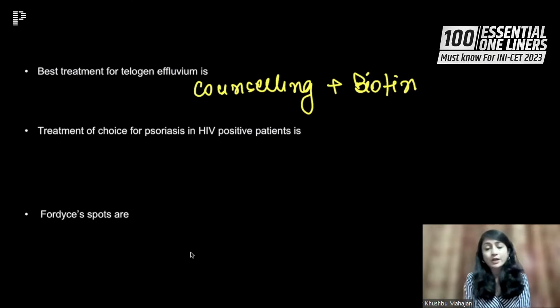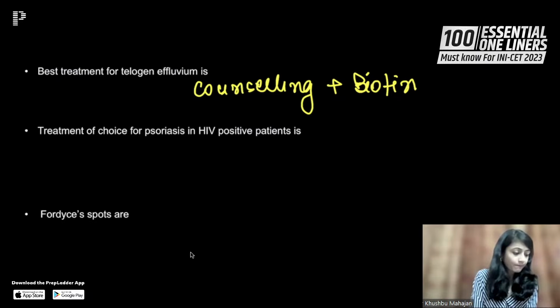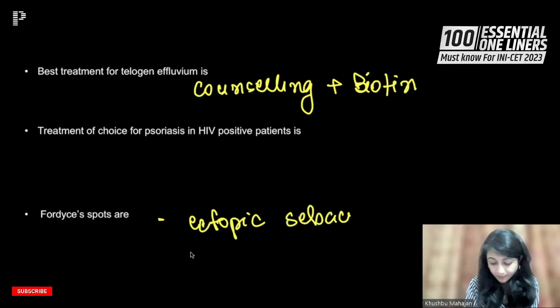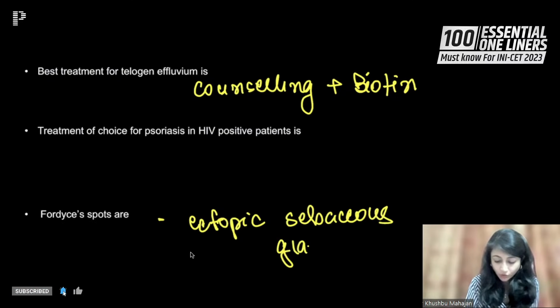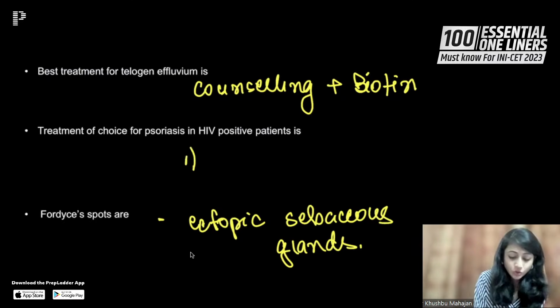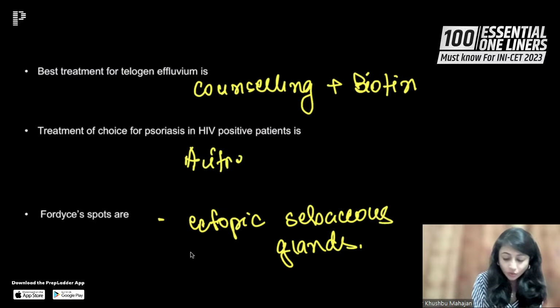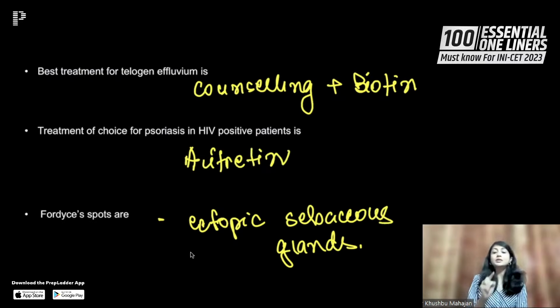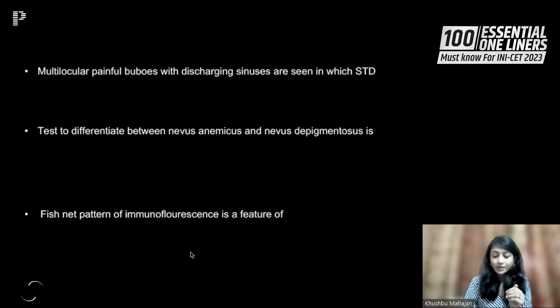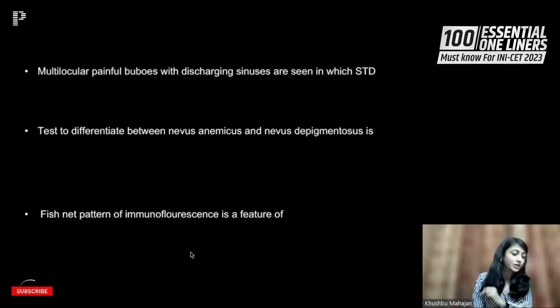Treatment of choice for psoriasis in HIV positive patient. Psoriasis in HIV positive patient, what will you give? Till you answer that, for dye spots, we have already discussed. These are what? This is ectopic sebaceous gland. We already discussed this in the first slide. Treatment of choice for psoriasis in HIV positive patient is acitretin. Please don't write isotretinoin. Isotretinoin is used in acne. Acitretin is the drug of choice in HIV positive patient. Otherwise, the drug of choice for psoriasis is methotrexate. But in HIV positive patients, you give acitretin.